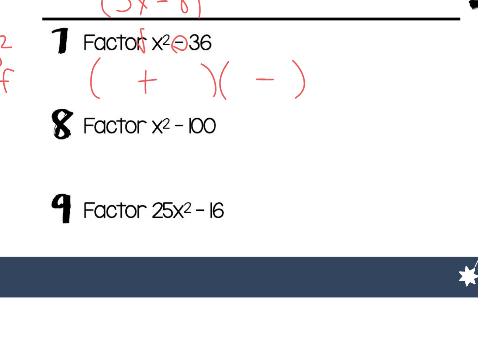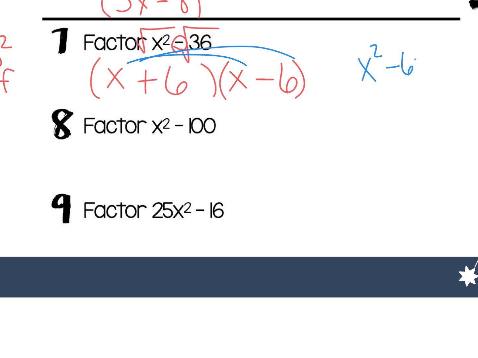We're still taking the square root. What's the square root of x squared? x and x. And the square root of 36 is? Positive 6 and negative. So we have x plus 6, x minus 6. So if you think about that, if you were to multiply this through, we get x squared minus 6x plus 6x, there's your 0, minus 36. Okay, so that's why our signs are different.